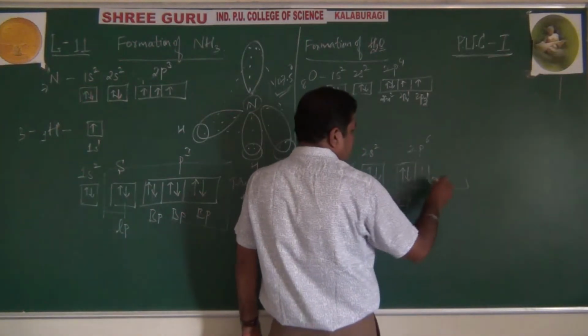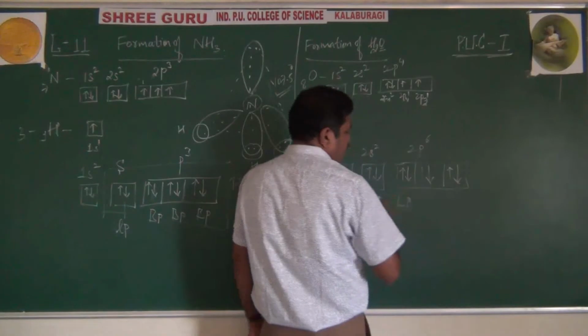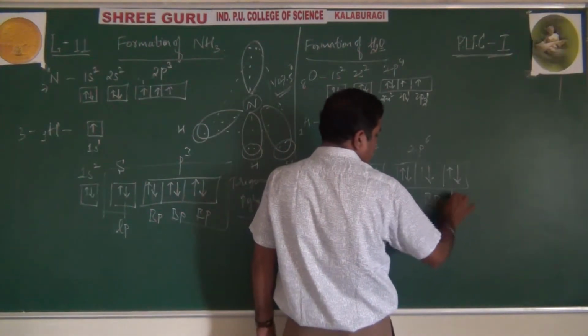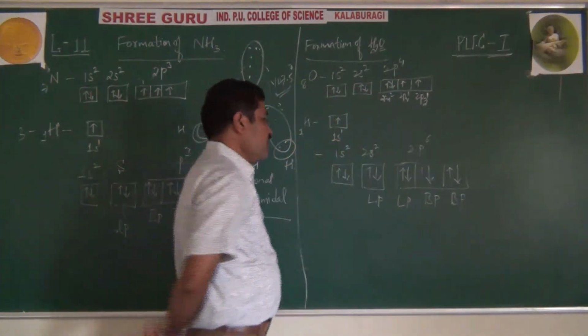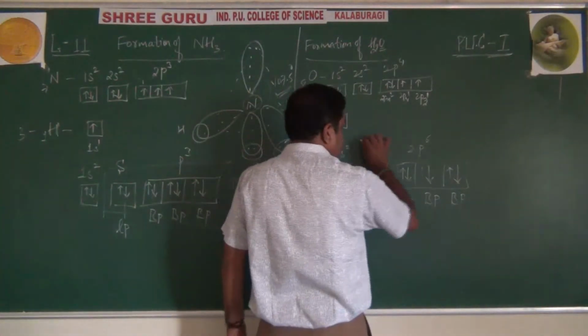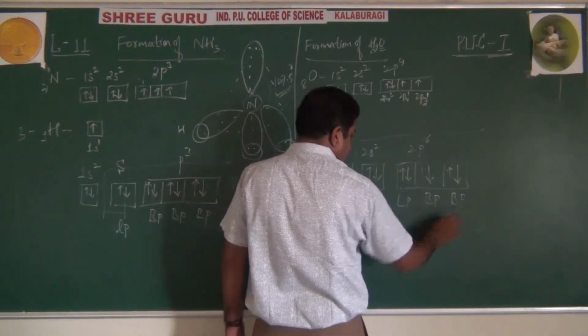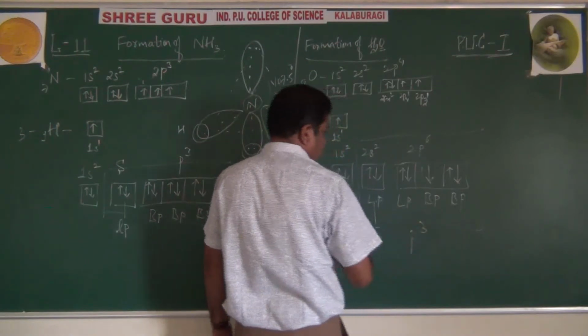One of nitrogen, one of hydrogen. See, unpaired electrons with the opposite spin. These are called bonding pair of electrons. Here also, what is the hybridization? 1s and 3p, right? Including lone pair and bond pair.